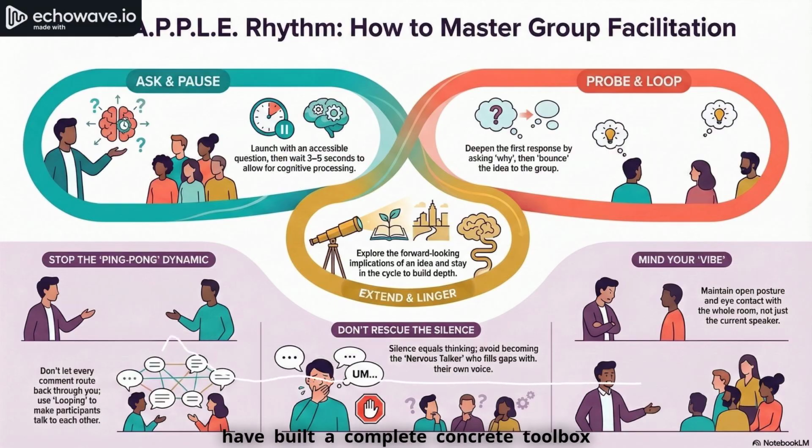So we have built a complete concrete toolbox today, the A.P.P.L.E framework. Really have. You ask a clear, simple question to spark the engine. You pause, enduring the silence, to let their brains process the social risk. You probe the first answer to deepen the logic without evaluating it. Right. You loop the room in to shatter the one-on-one bubble and weave a web of conversation. And you extend the idea to push the group into new territory. And you adjust your vibe to be open and collaborative. Yes, you linger in the cycle, you summarize, and then you move on.